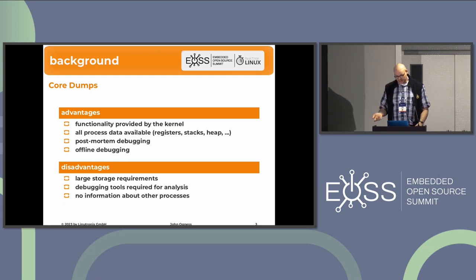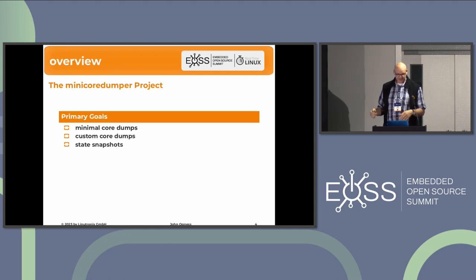And the project I'm going to present is the mini core dumper project, which is exactly to address these issues. It has basically three goals. The first one, which you could guess from the name, is to make small core dumps. So we want you to not have the excuse that they're too big. If we can get core dumps down to really small sizes, then you don't have excuses anymore, and even on your light bulb, you can be capturing core dumps.